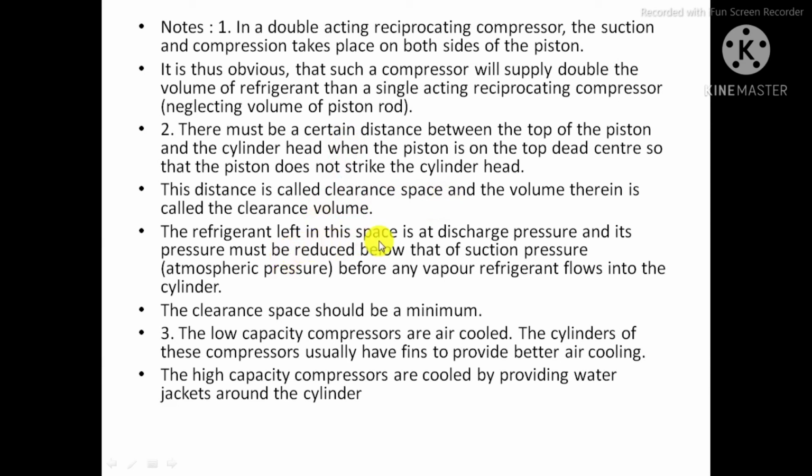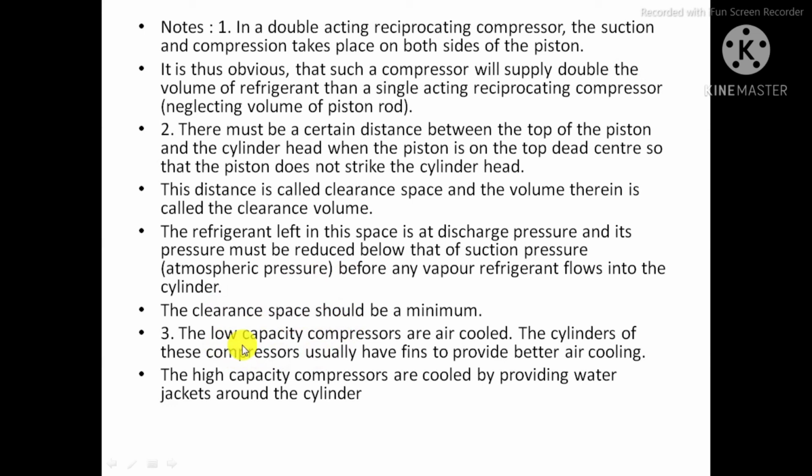Refrigerant left in this space is at discharge pressure and its pressure must be reduced below that of suction pressure before any vapor refrigerant flows into the cylinder. So the refrigerant that is left in that space at the discharge pressure must have its pressure reduced to the suction pressure before the refrigerant flows into the cylinder. The clearance space should be minimum.